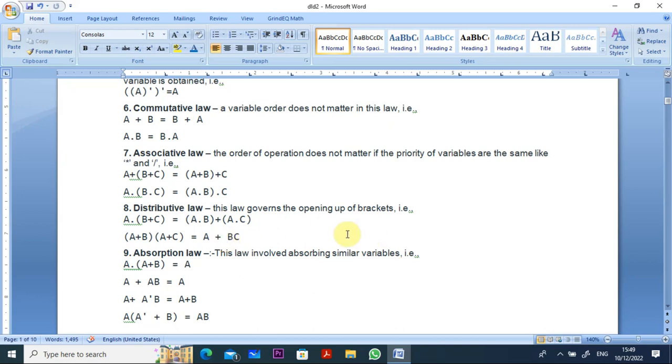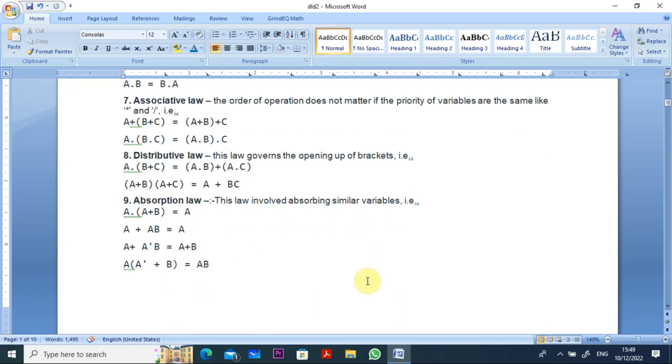So fine. Then this is the most important law. This we call the absorption law. Nine laws are there. What is this absorption law? A into A plus B is equal to A. You get it now. Similarly, A plus AB is also equal to A. Clear? Are you getting me?